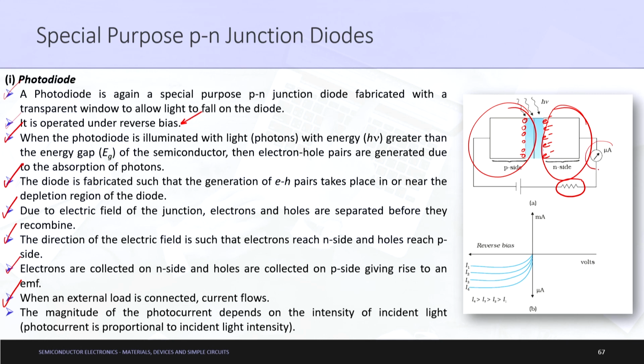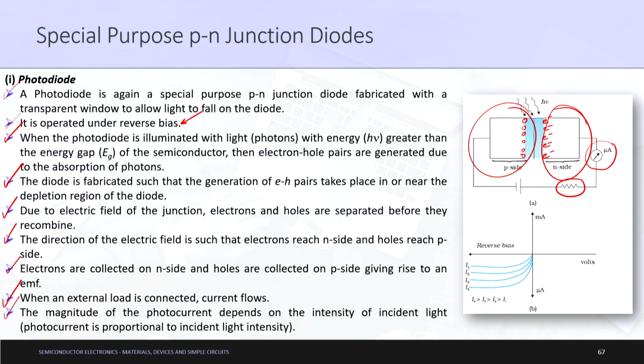How can we see that the current is flowing? You can use a galvanometer for this. You know that a galvanometer will deflect when current is passed through it. Next thing is that the magnitude of the photocurrent depends on the intensity of the incident light, that is, photocurrent is proportional to the incident light intensity.